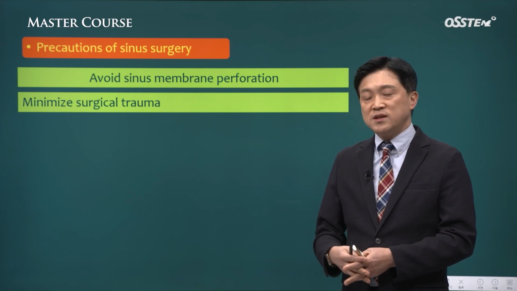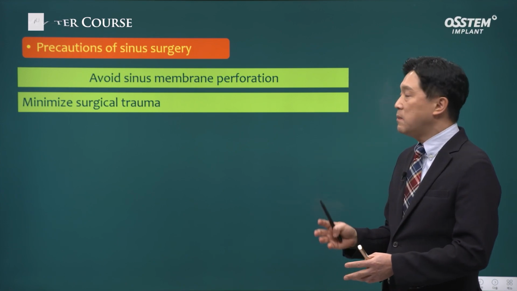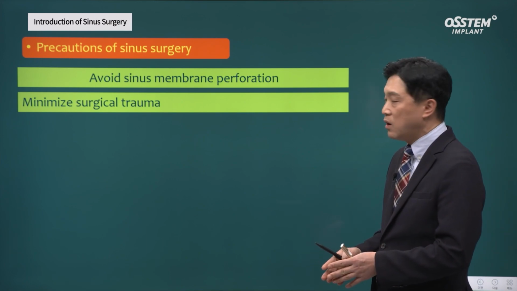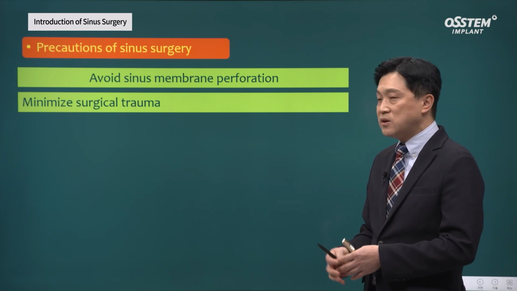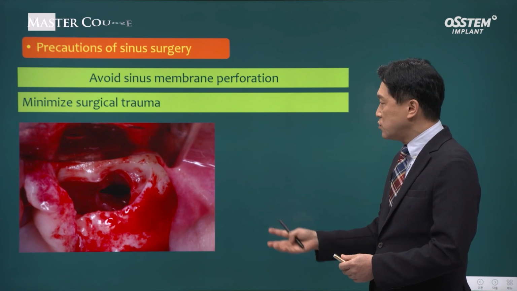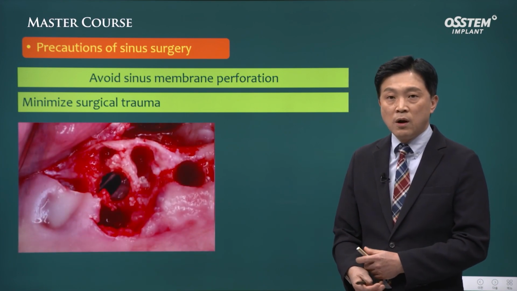When we do sinus surgery, there are many precautions that we should take. The first precaution is that we need to avoid the sinus membrane perforation. Second, we need to minimize the surgical trauma. That is very important. When there is membrane perforation as shown, it can be baffling.